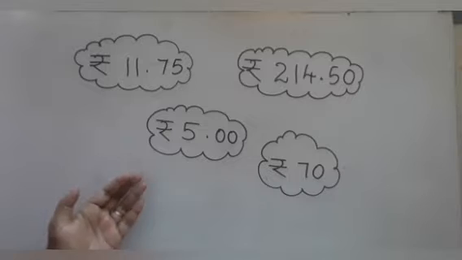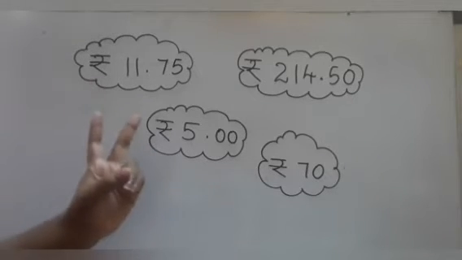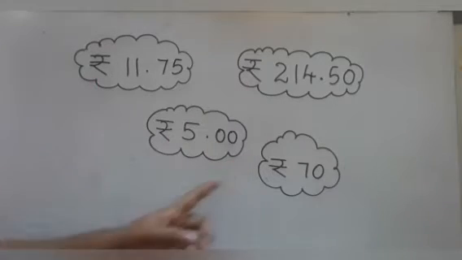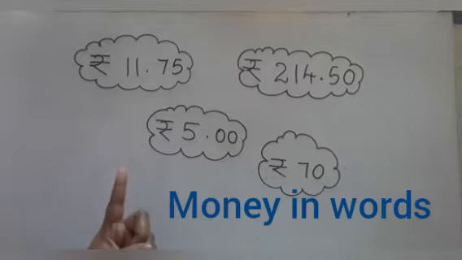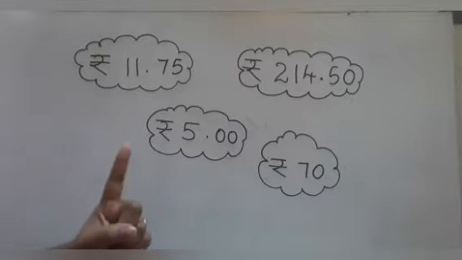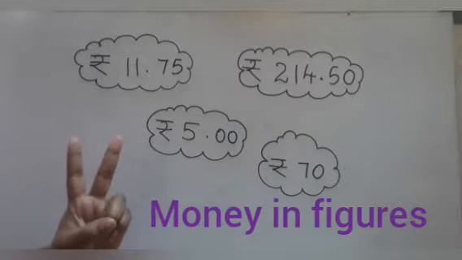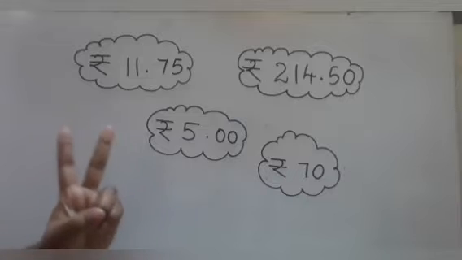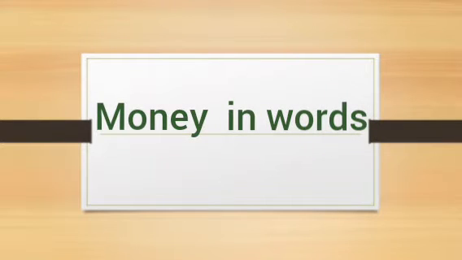We can represent this money in two ways. Dear kids, listen carefully. Number one, money in words. And number two, money in figures. Let us look at how we can do these two ways. Now let us look at how we can represent the money in words.